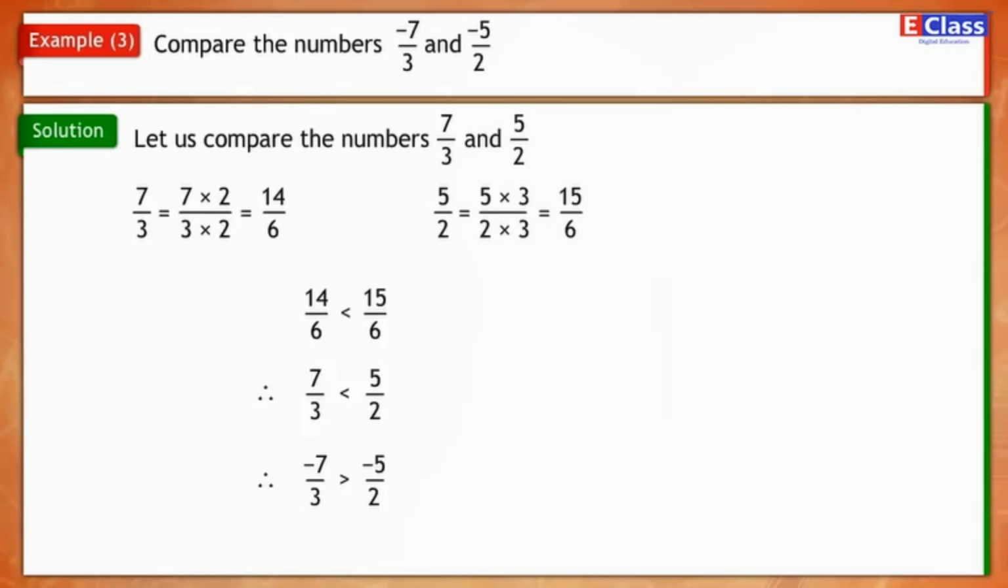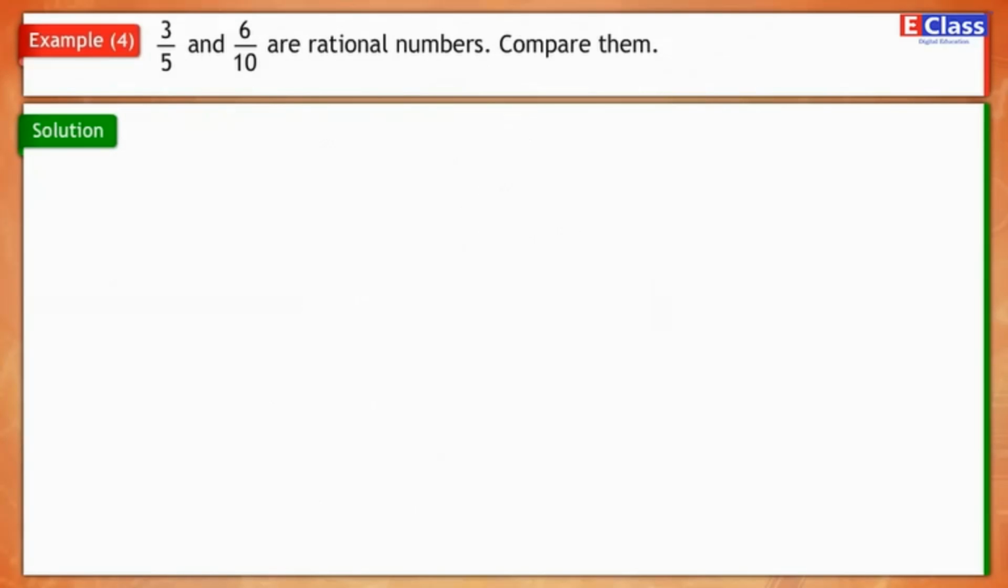Fourth example, 3 by 5 and 6 by 10 are rational numbers. Compare them. Solution. Multiply numerator and denominator by 2. Therefore, 3 by 5 is equal to 3 multiplied by 2 wholly divided by 5 multiplied by 2, which is equal to 6 by 10. Therefore, 3 by 5 is equal to 6 by 10.